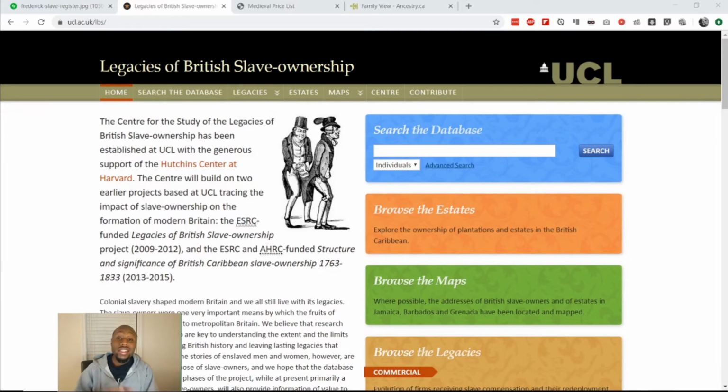Okay, so we just looked at the slave register and we got some valuable information from that register. We now know the names of the owners of our ancestors. And with that information, we can go to an online database to find out even more information about the plantation and the owners. But most specifically, how much those owners were paid after the end of slavery.